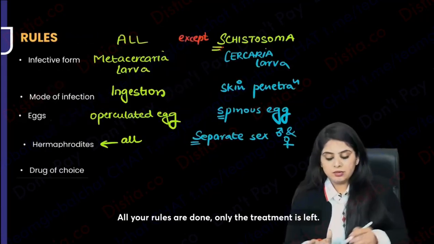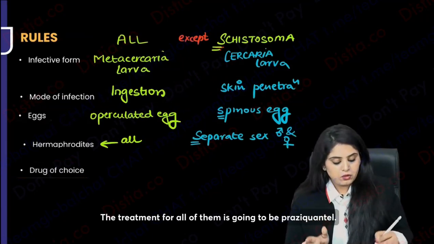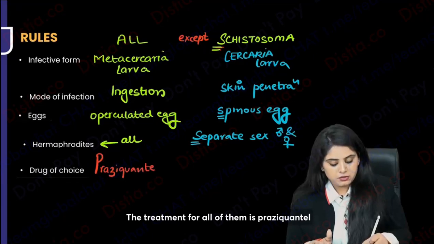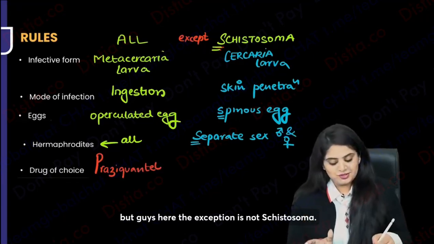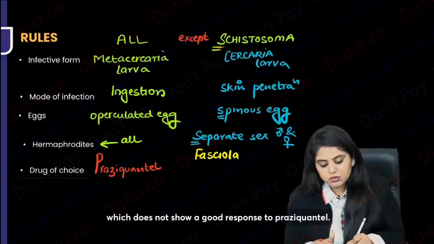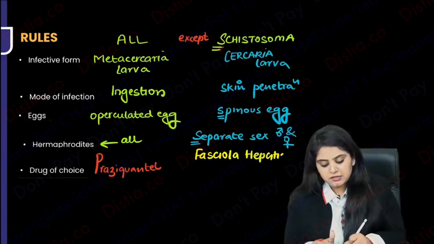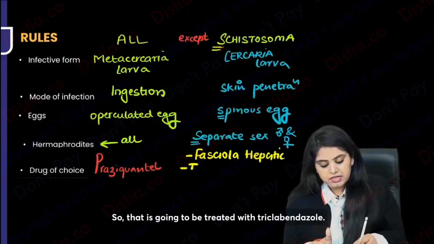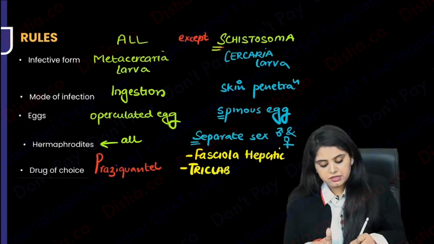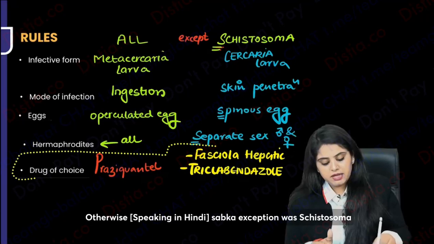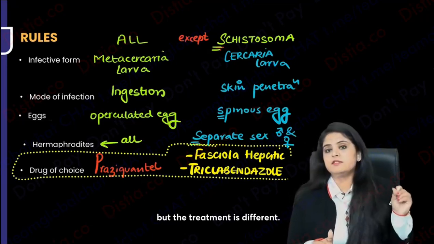Finally, coming to your rules. All your rules are done, only the treatment is left. The treatment for all of them is going to be praziquantel. But guys, here the exception is not schistosoma. Here the exception is Fasciola hepatica, which does not show a good response to praziquantel. So that is going to be treated with triclabendazole. Okay, so only this separate thing you all have to learn. Otherwise, everyone's exception was schistosoma, but the treatment is different, right?